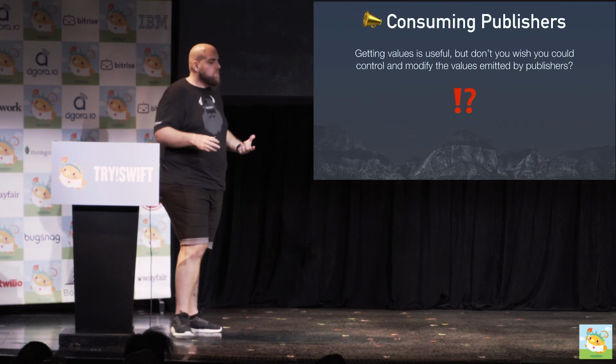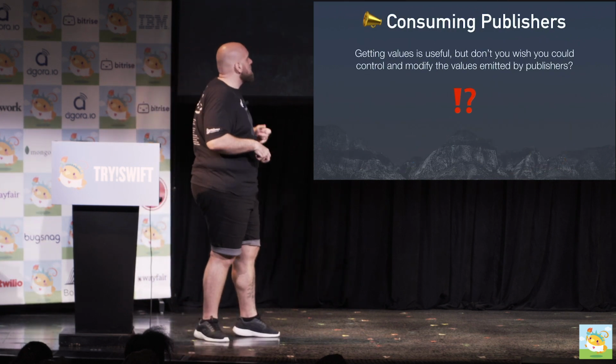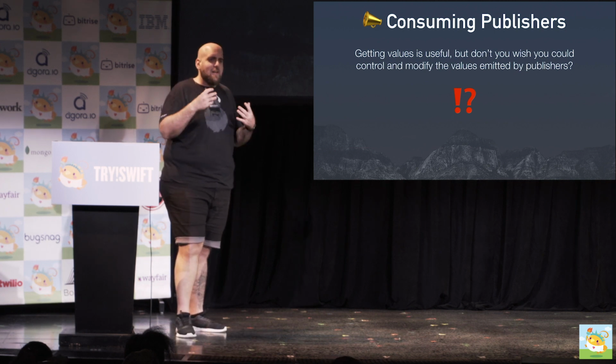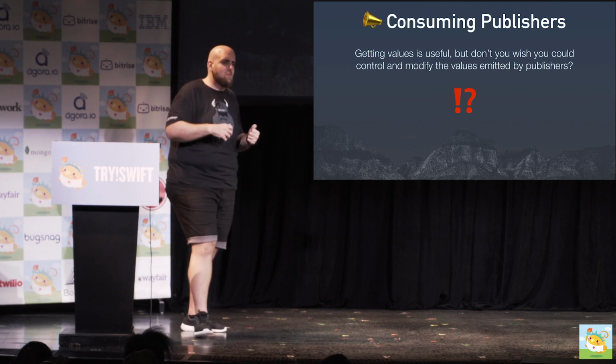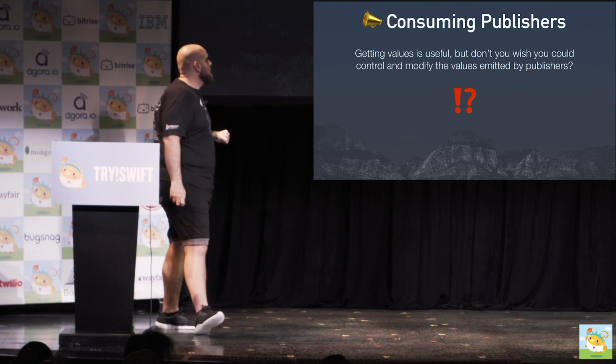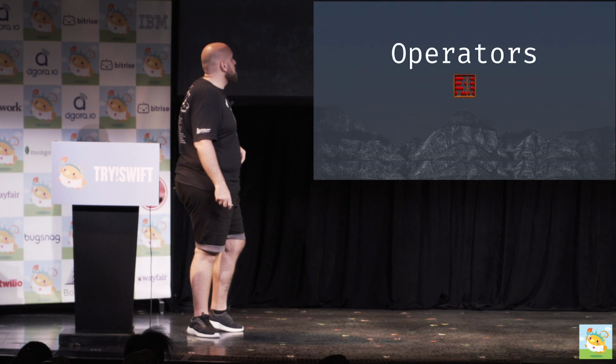So OK, now I have these values, and I have ways to get them, which is really useful. But sometimes the values you get from publishers aren't the values you actually want to use. You want to manipulate them. You want to change the values so you can do different things with them. And in Combine, you use something called operators to do just that.